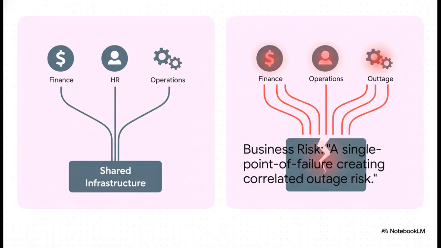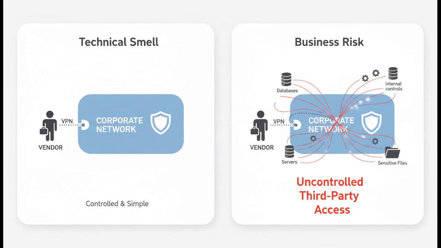Same idea here. We use shared infrastructure sounds efficient, maybe even smart, but the reality is it's a single point of failure creating correlated outage risk. Suddenly, completely unrelated services can all go down at the same time. That's a systemic risk, and the board needs to hear about it in those terms. Oh, and this one is a classic. A vendor VPN isn't just a simple convenience. It is a persistent, usually unmanaged trust relationship. The real risk is uncontrolled third-party access that completely bypasses our internal controls. When you frame it like that, the danger is suddenly very, very real.